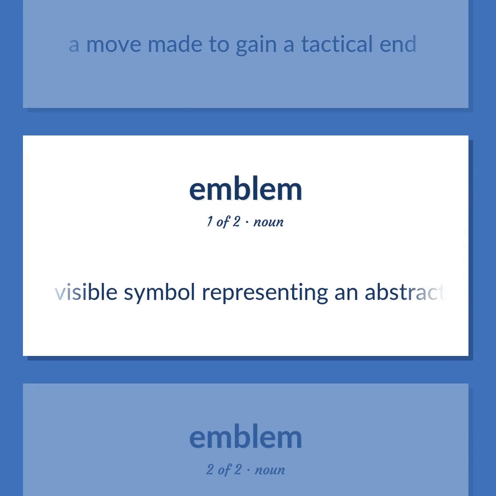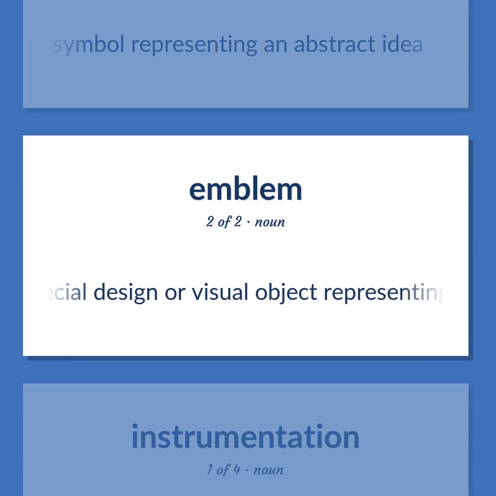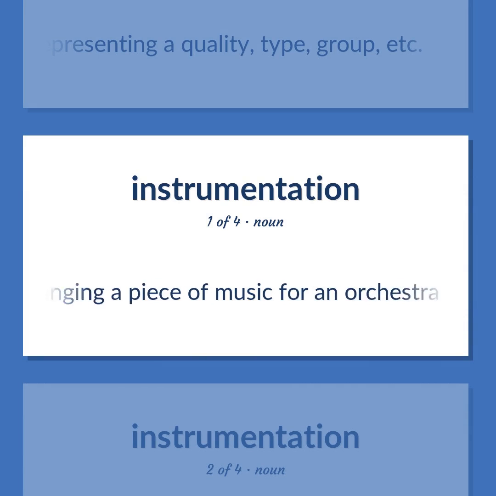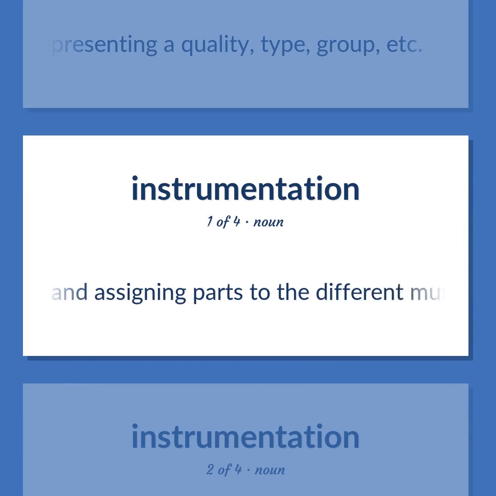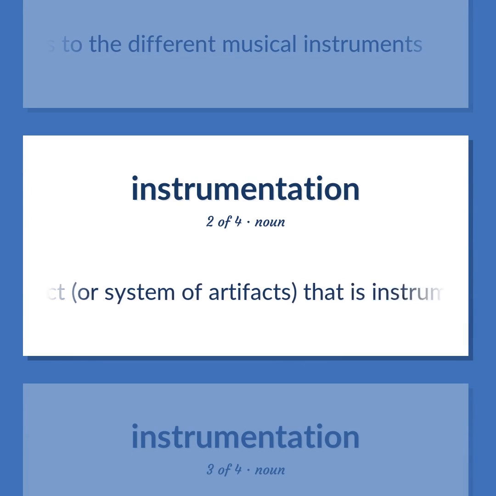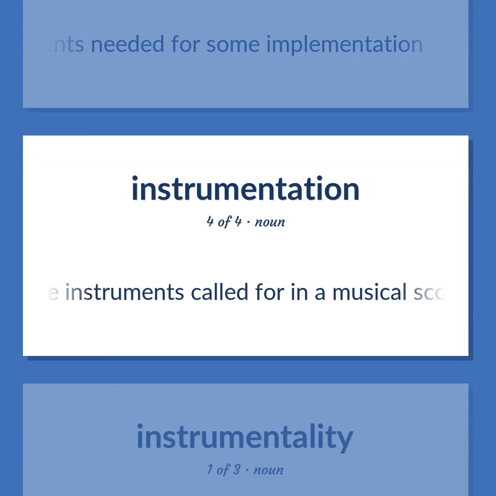A visible symbol representing an abstract idea. Special design or visual object representing a quality, type, group, etc. The act of arranging a piece of music for an orchestra and assigning parts to the different musical instruments. An artifact, or system of artifacts, that is instrumental in accomplishing some end. The act of providing or using the instruments needed for some implementation.